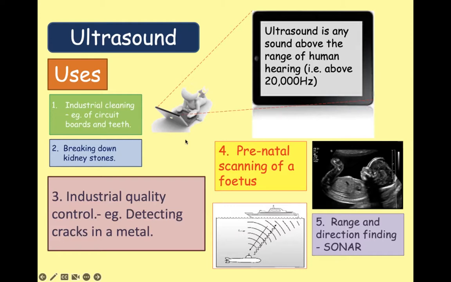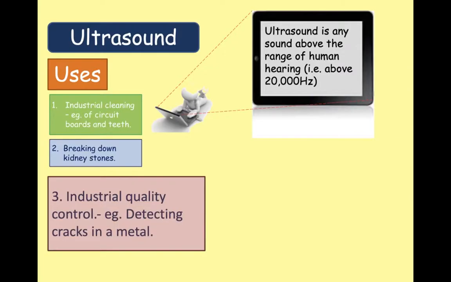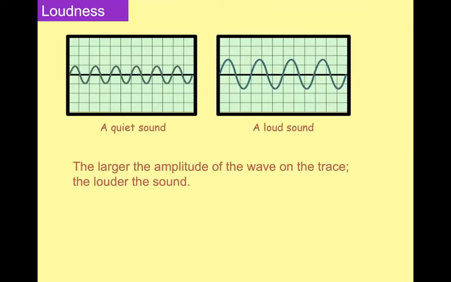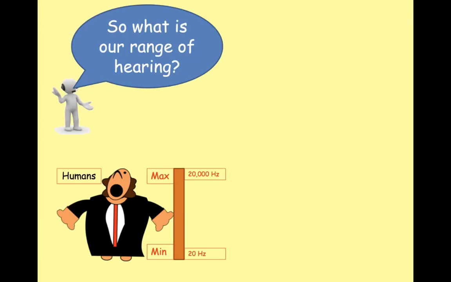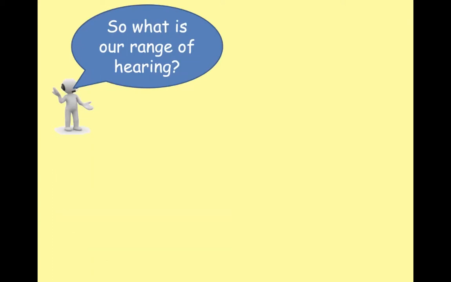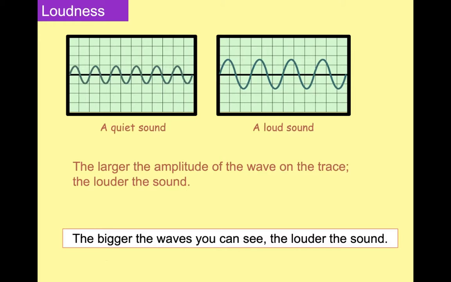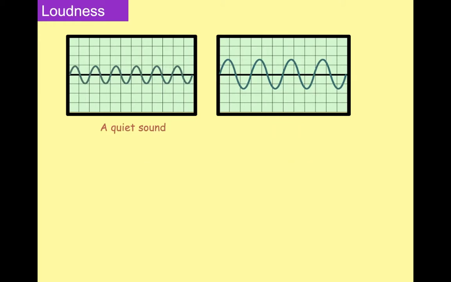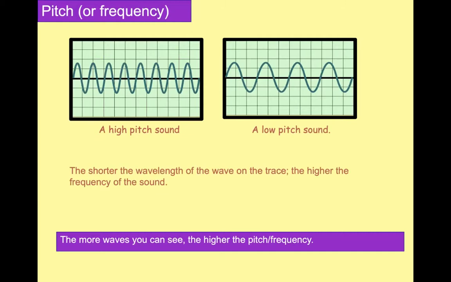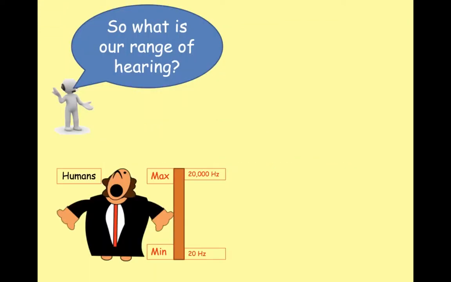All right. So all these things are quite useful for you to learn. Remember that the hearing range of humans is 20 hertz to 20,000 hertz. For the bigger wavelength, you see, the louder the sound. And the more waves you see, the higher the pitch and frequency. All right. With that, I have ended my lesson for today. We shall now proceed with the quiz.